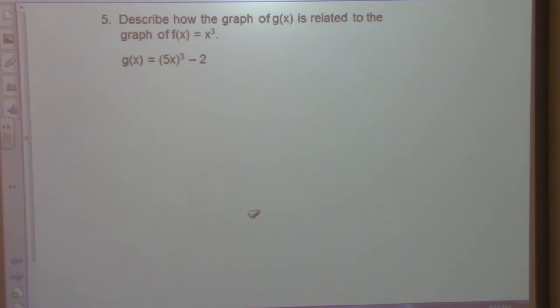Next, 5, describe how the graph of g of x is related to the graph of f of x equals x cubed. What is this going to do? F of x is... G of x is f of x. I got it backwards. Thank you. Let me write it down correctly. G of x is f of x. You see why that order is important? It's f of x. Okay, now what? F of x what? Okay, vertically stretched.